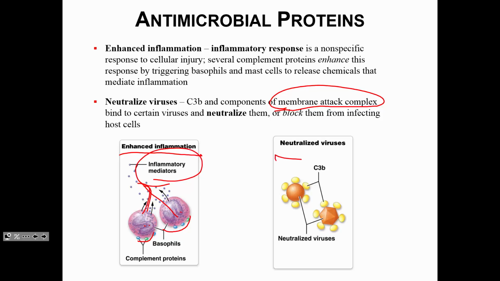And then this one is neutralizing the viruses. You see the C3 complement protein, and again, here's the virus, and we are forming that MAC. Except this MAC looks a little bit different. Instead of a tiny hole in the pore like the previous one, we're actually going to surround the whole virus, and then that's going to neutralize it, and eventually the virus will die.